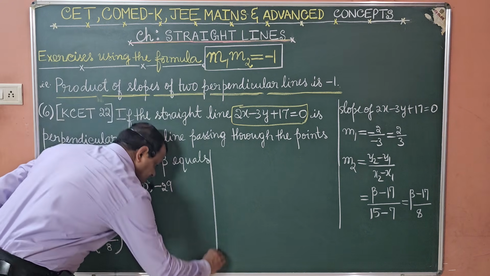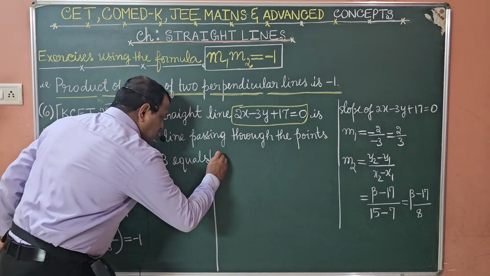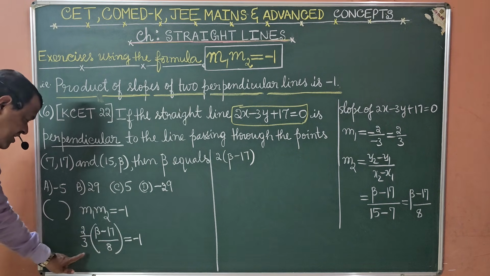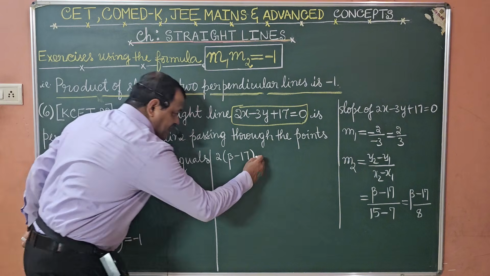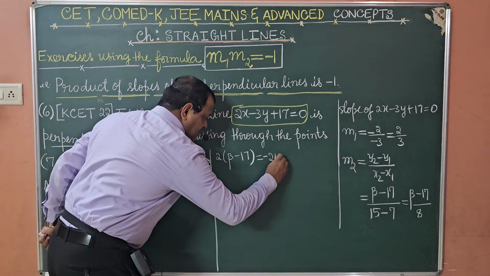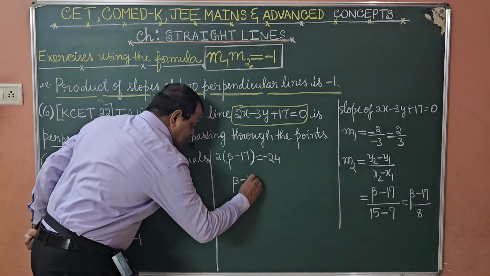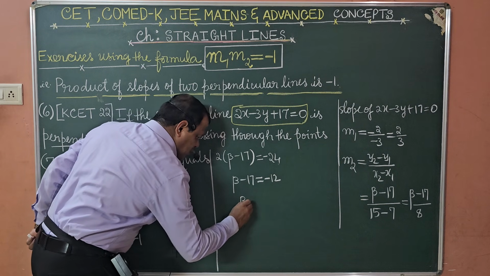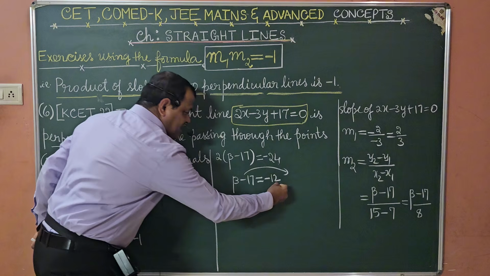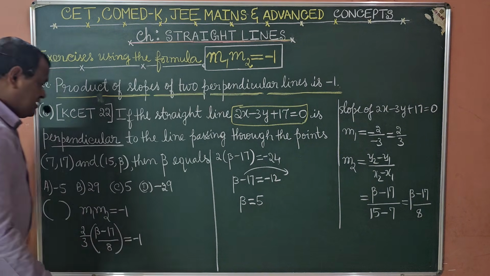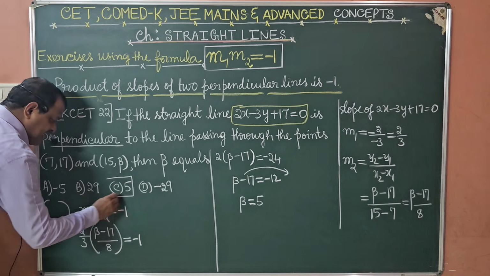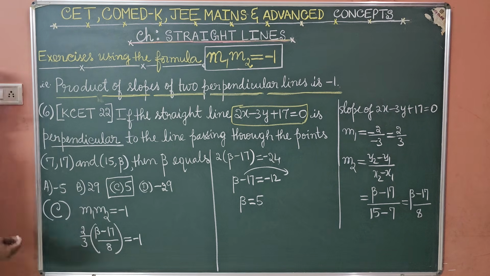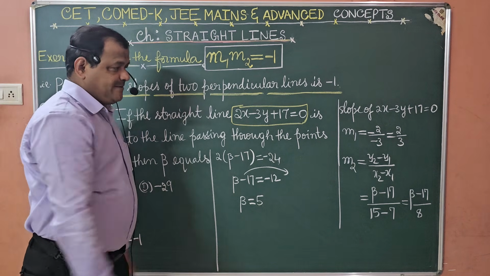So I'll continue here with the remaining part of the simplification. 2 into beta minus 17 is remaining in the numerator, this is 24, cross multiply. It becomes minus 24, or we get beta minus 17 is equal to minus 24 by 2, which is minus 12, or beta is equal to, transposing this, plus 17 minus 12, which is 5, which is found here in option C. Therefore, my dear students, in this question option C is correct. So kindly go through the exercise.